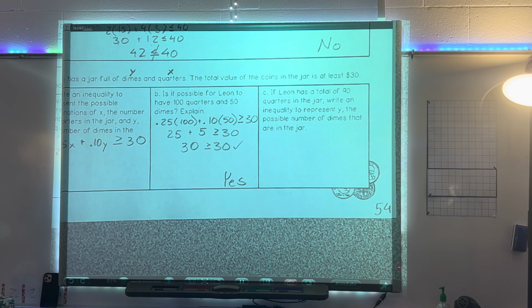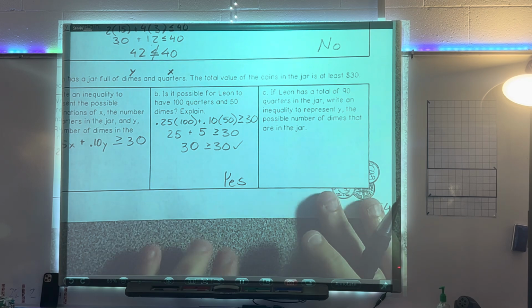What do I do with that 90 quarters? I'm plugging it in for X. I'm still using my same inequality. None of the other stuff has changed. Does that make sense? It's the way they word this that kind of messes you up.